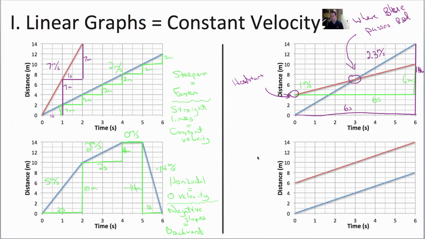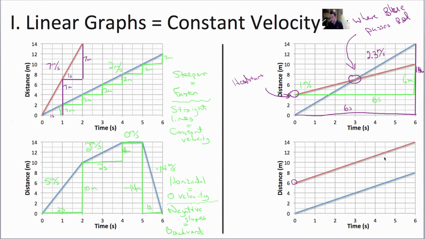All right, now this last one can be super tricky. So the first thing to notice is that red, once again, got a head start, except this time it was a 6 meter head start instead of a 4 meter head start. And the question is, who's in the lead? Well, at this point, red is in the lead and stays in the lead.